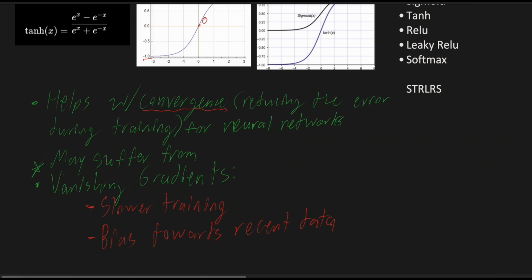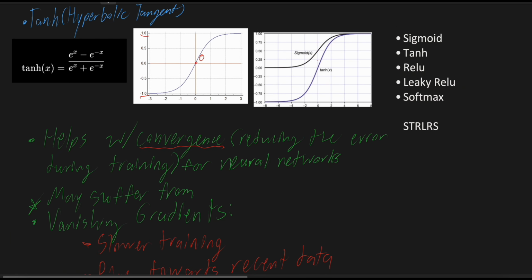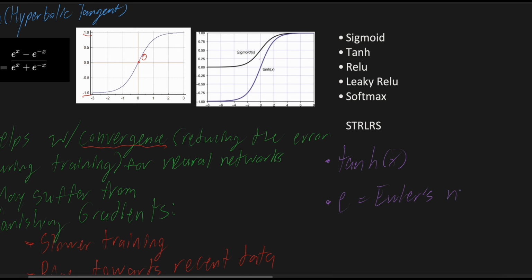But to go over the formula for the hyperbolic tan function, typically we have our symbol, tanh of x. Then we have Euler's number that we already know, so we have E, Euler's number. Then we have x as our input to the function. Hyperbolic tan function. There we go.